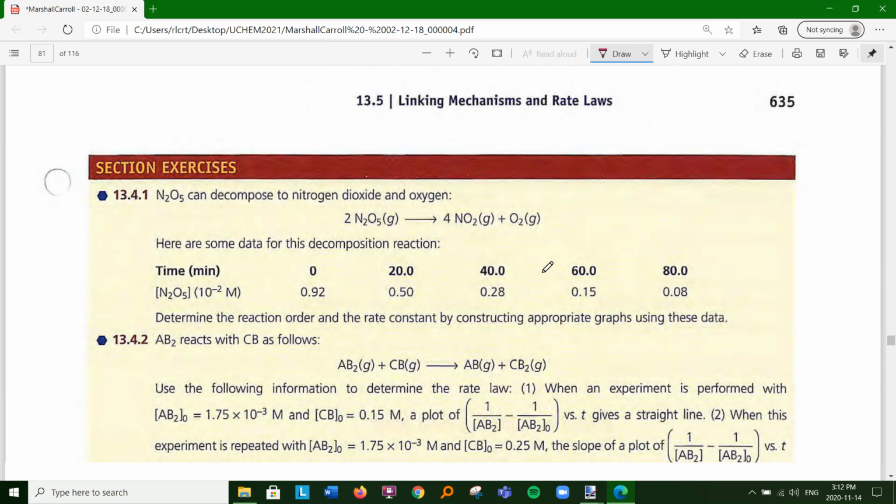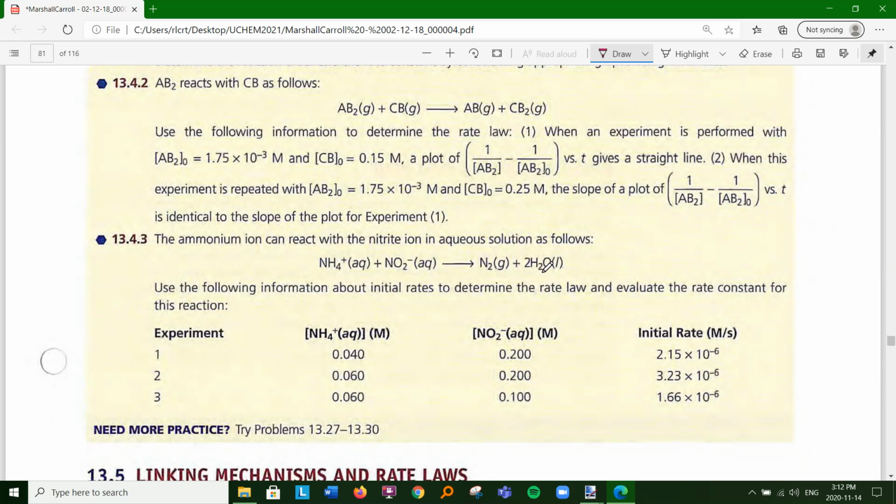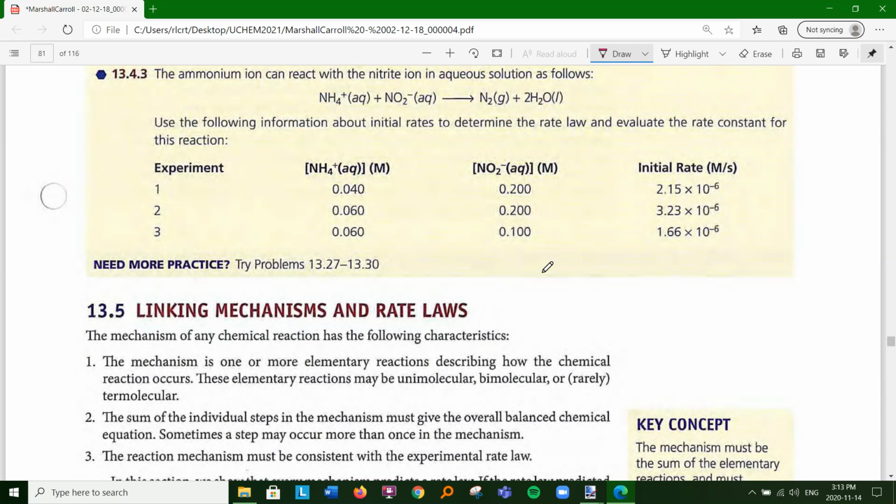Okay, now I don't want to do all those slopes. Let's try this one here, 13.4.3. We want to get the rate law. So here's one more example. We've got NH4 plus and NO2 minus. Let's try to do a few shortcuts here. For NH4 plus, this goes up 1.5 times when this is constant. 3.23 divided by 2.15 is 1.5. So it goes up the same amount.